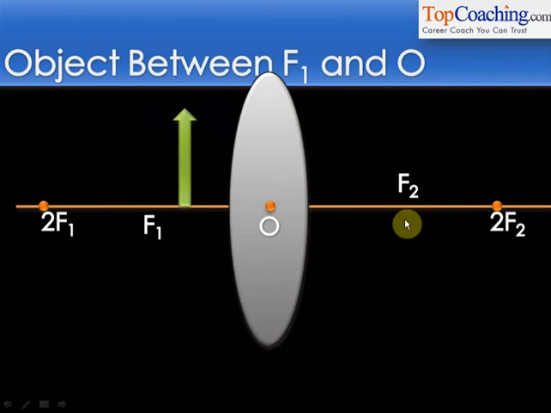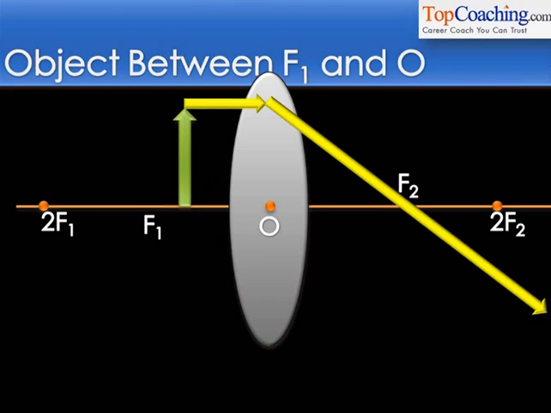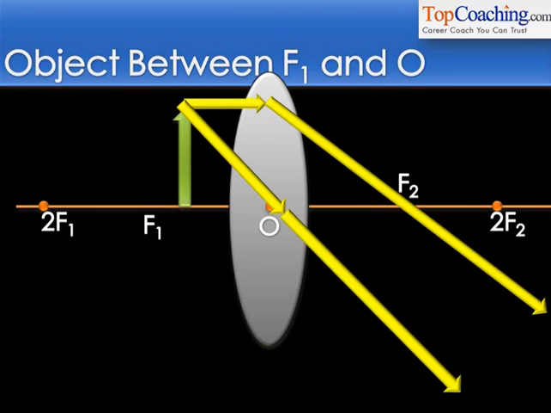Then there is of course the case when the object is placed between f1 and O. It's placed between the first focus and the optical center of the convex lens. What happens in this case? Where will the image be formed? In this case again, let us take out our very common two rays. The first ray is the ray parallel to the principal axis, which will pass through the focus f2. The second ray from the object will pass through the optical center of the lens undeviated.